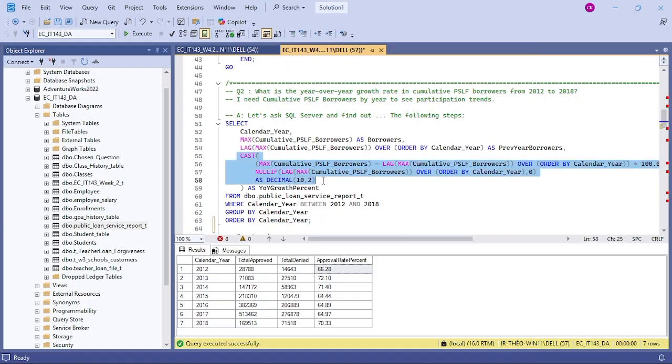Next, this line of code calculates the percentage change between the current year and the previous year. We see the LAG function here for the previous year. Next, I use the NULLIF function with 0 to prevent the divide by 0 error. And we see the WHERE clause that filters the data to include only records falling within the precise range of years. Let's execute.